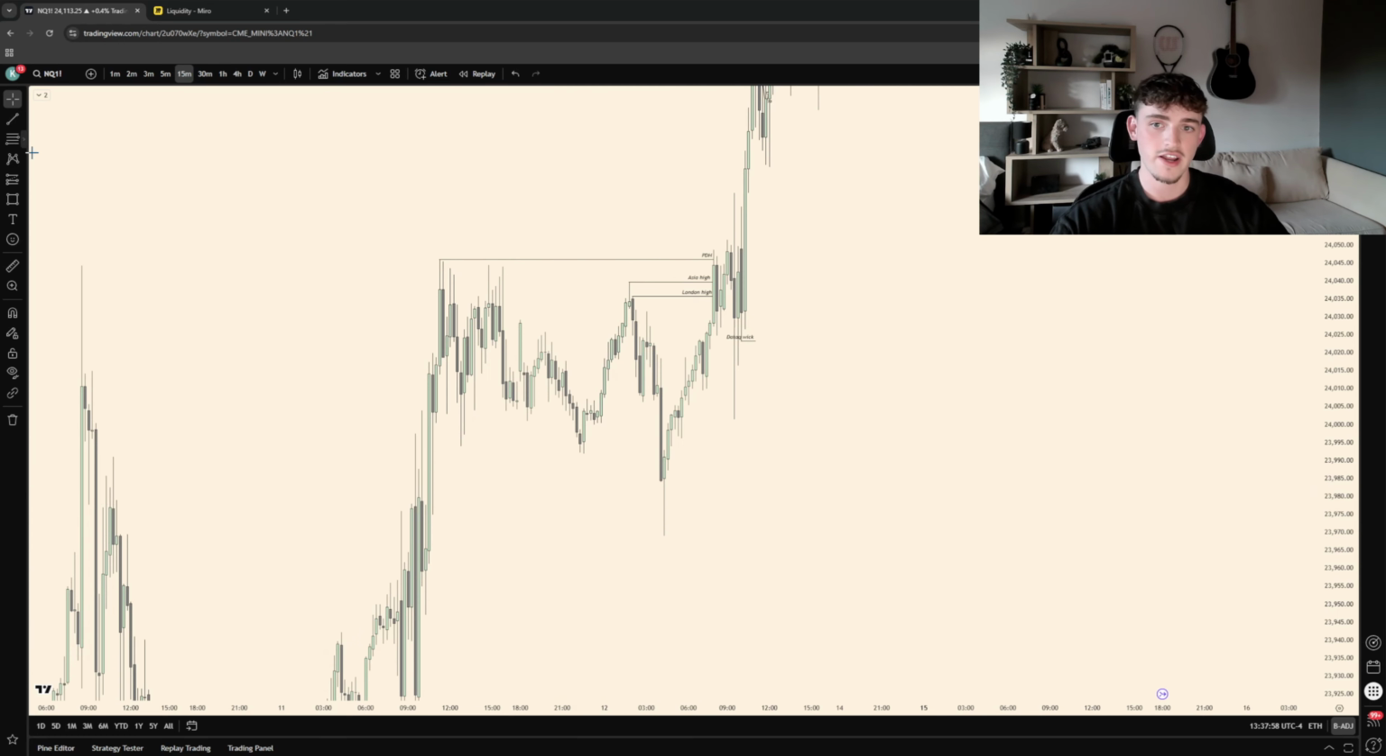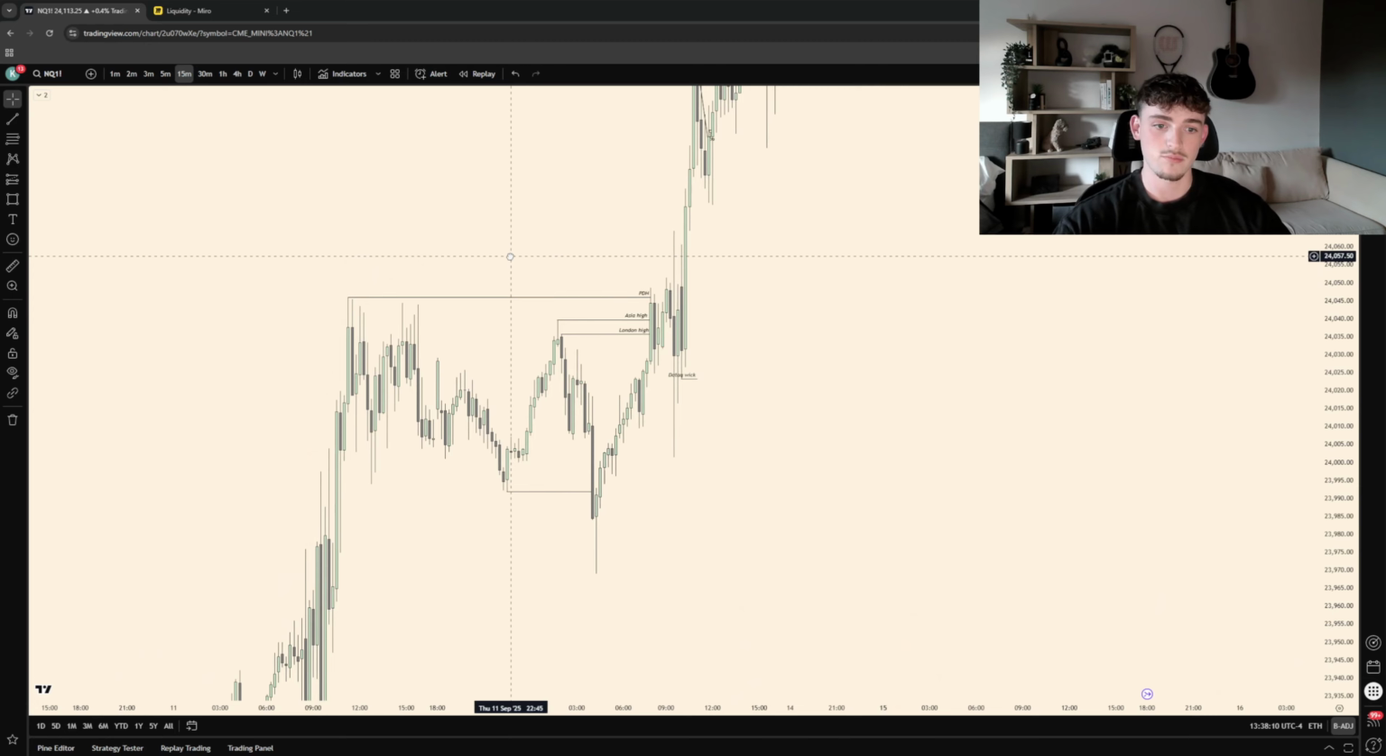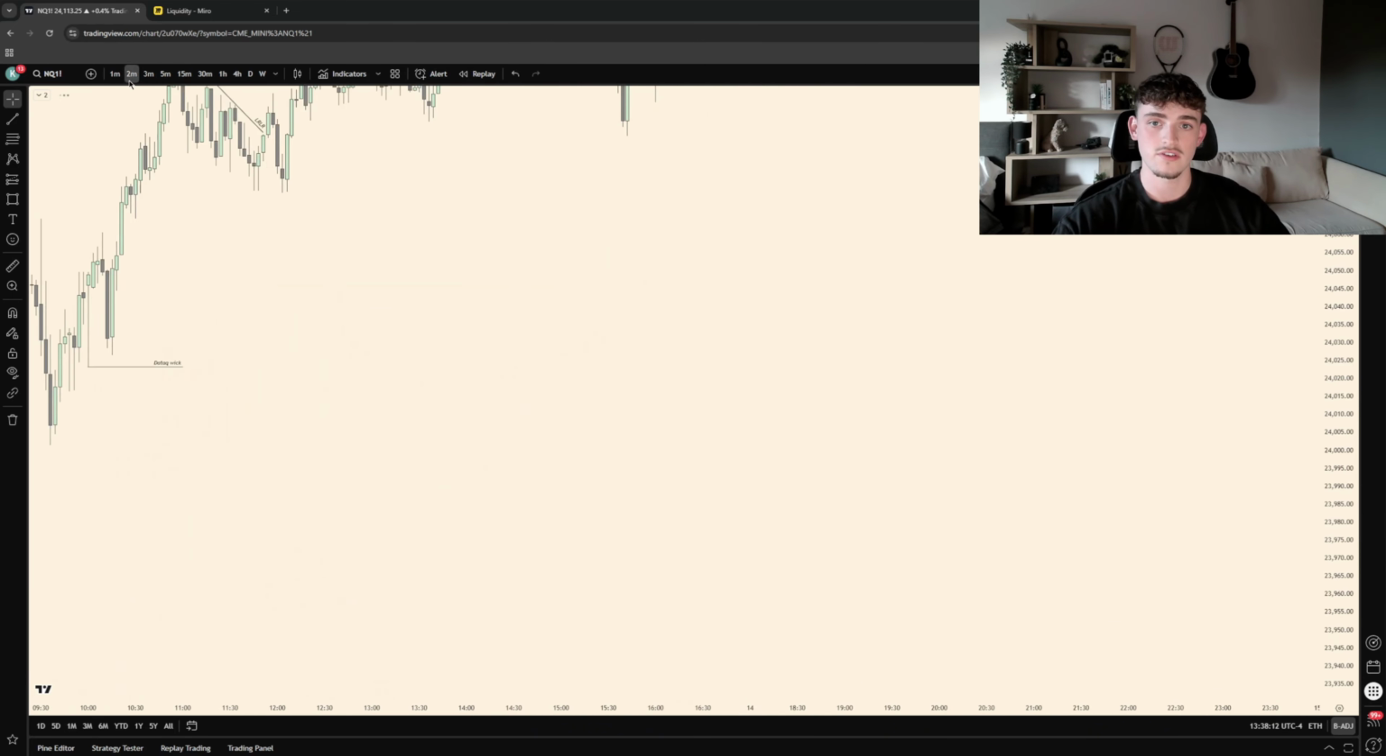You can see on Friday, we took out the previous day low, and then you could either target another liquidity draw or target the previous day high. And the majority of the time, that is a very good confluence to use.